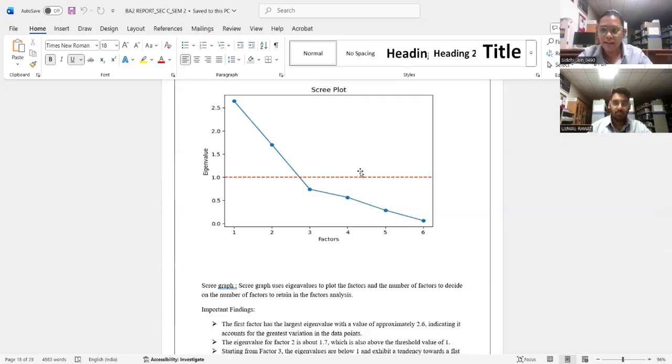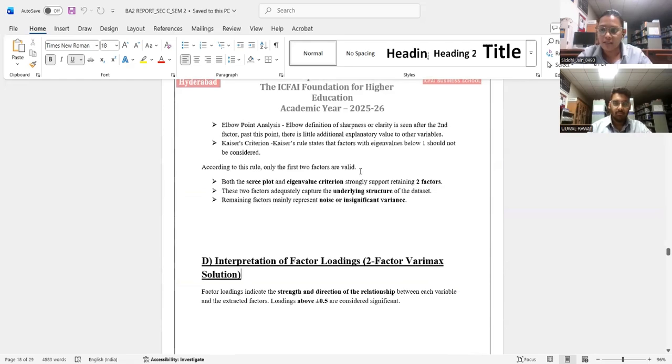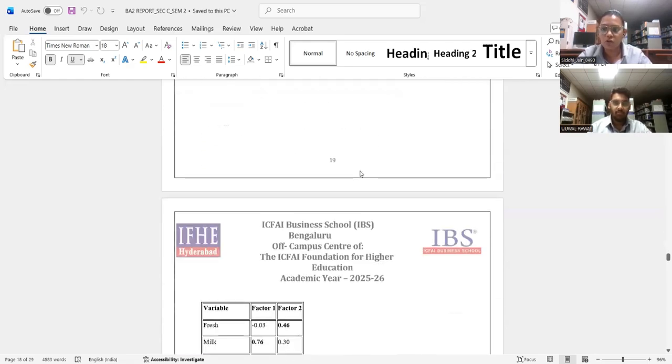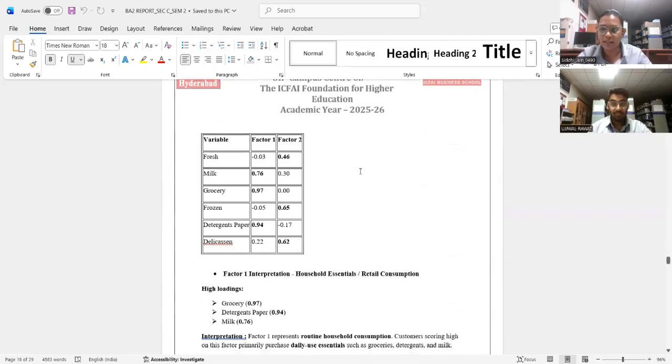Now coming to the factor loadings, that is the Varimax rotation. After the rotation, we examined factor loadings, which show how strongly each variable is associated with a factor. Factor 1 showed household essentials consumption, with high loadings on grocery, milk, and detergents and paper. The factor represents routine household consumption, where customers buy daily essentials in bulk on a regular basis. Likely customer types are supermarkets, retail chains, and large wholesalers.